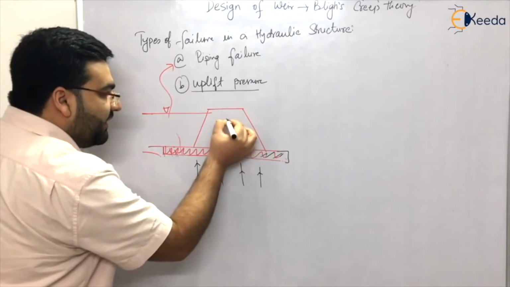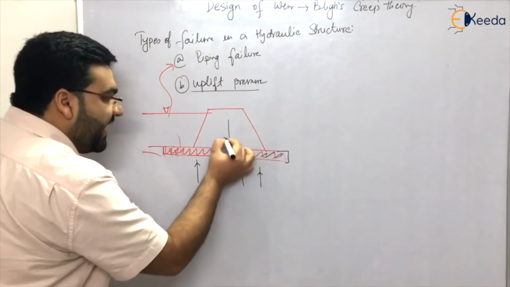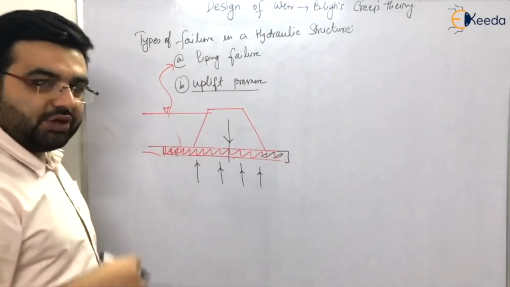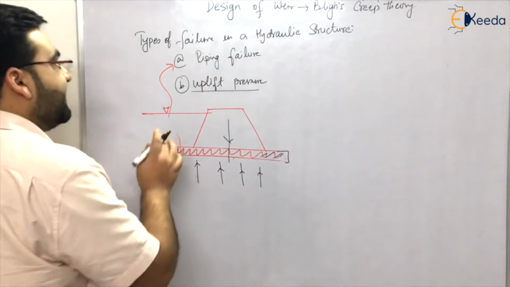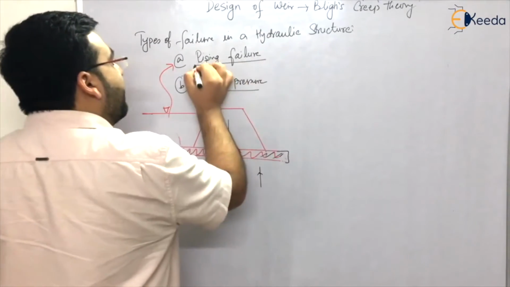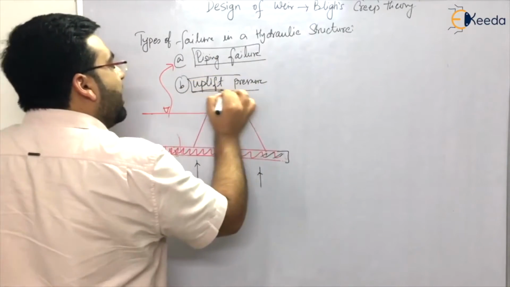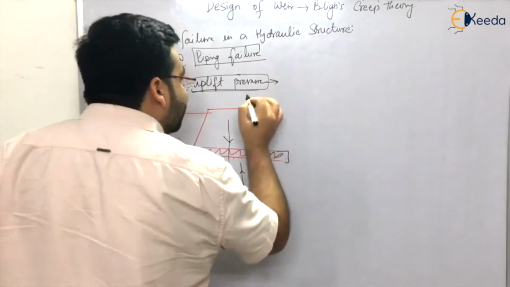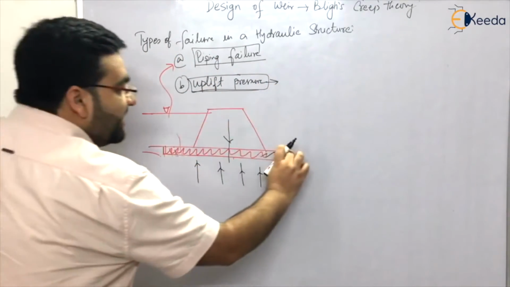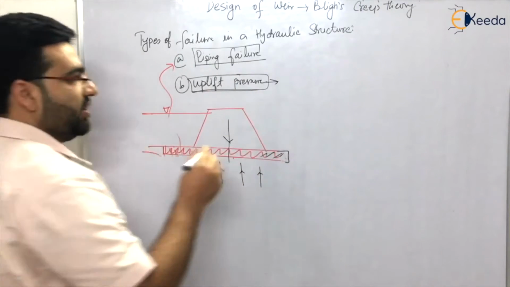If the weight of this hydraulic structure is very high, it may not come out, right? So basically we have two types of failures. First is the piping failure, another one is the uplift pressure. This can be avoided by increasing the thickness or increasing the weight of the structure.